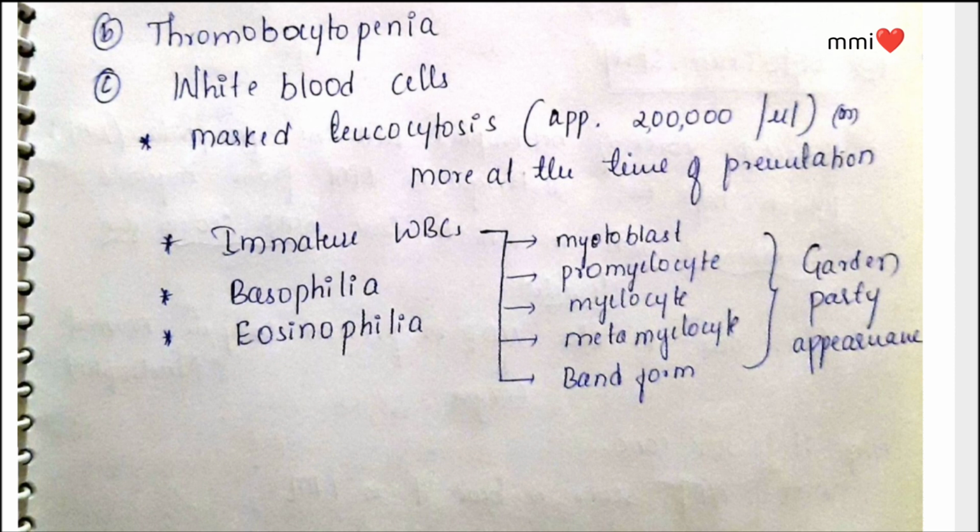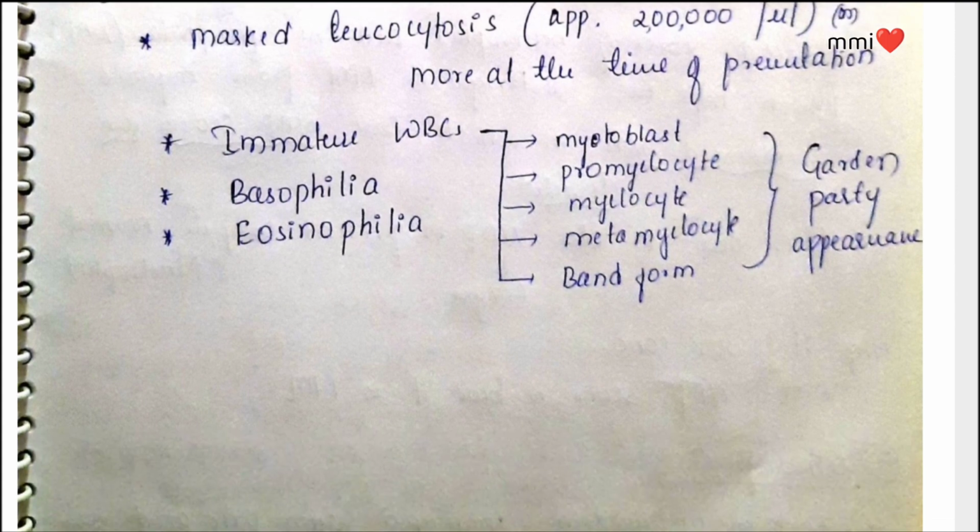WBCs are seen. We will see myeloblast, promyelocyte, myelocyte, metamyelocytes and band form. Keep this in your brain: myeloblast, promyelocyte, myelocyte, metamyelocyte, and band form. This helps in labeling in the diagram. Now another most important thing is basophilia. Basophilia is seen in chronic myeloid leukemia. Then eosinophilia, and the garden party appearance.